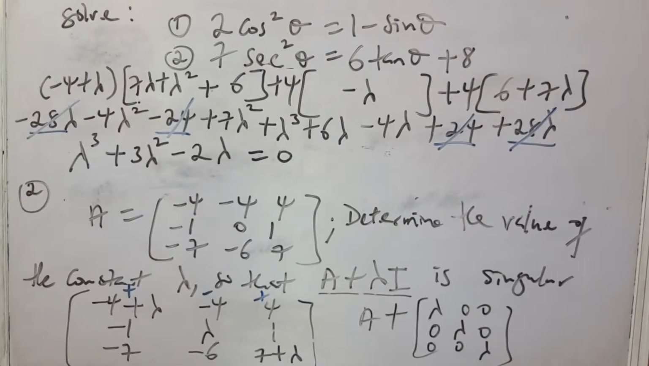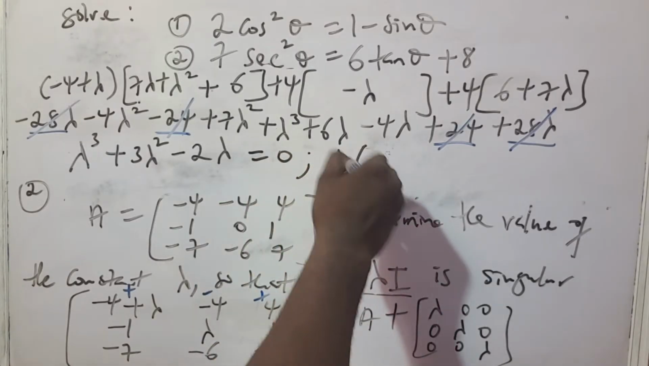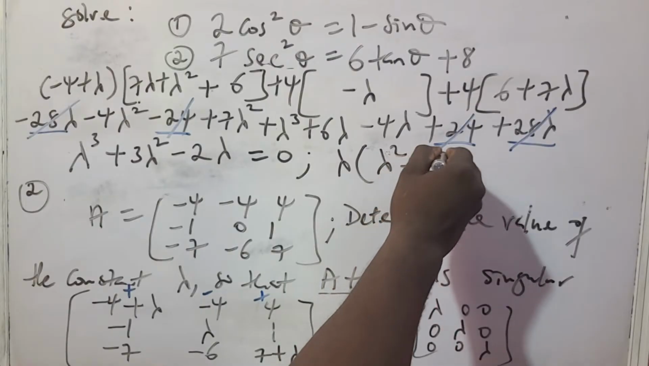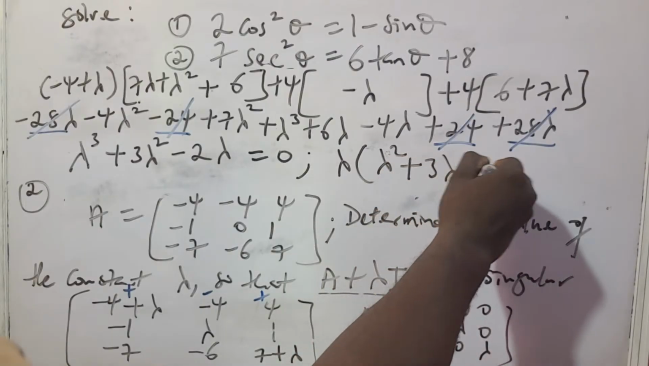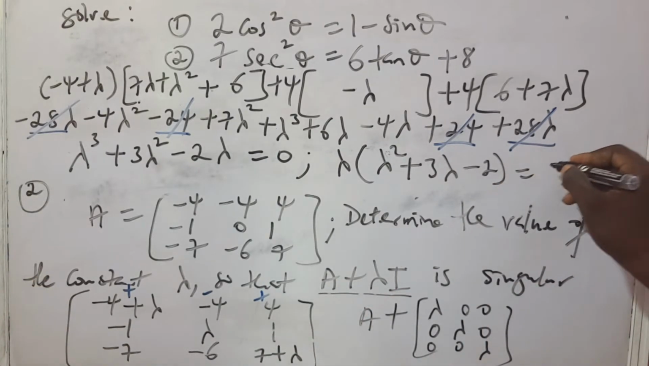So at this point now, I believe you all have an idea of what to do. One of the best courses of action here is to have your lambda factorized. So you're left with lambda square plus 3 lambda minus 2 being equal to 0. I'm sure you can see that clearly, being equal to 0.